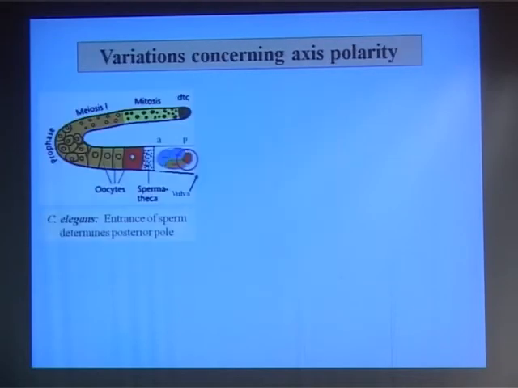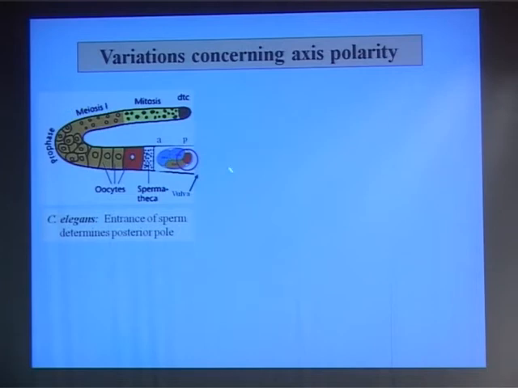and then we try to draw some conclusions from that. First thing is the variations concerning axis polarity. Axis polarity certainly is a very important issue in the embryo. You have to know what will be anterior, posterior, left, right, and dorsal, ventral. Here I only want to touch the question of the primary axis, the anterior-posterior axis. And in C. elegans, this anterior-posterior axis is established with the entrance of the sperm.